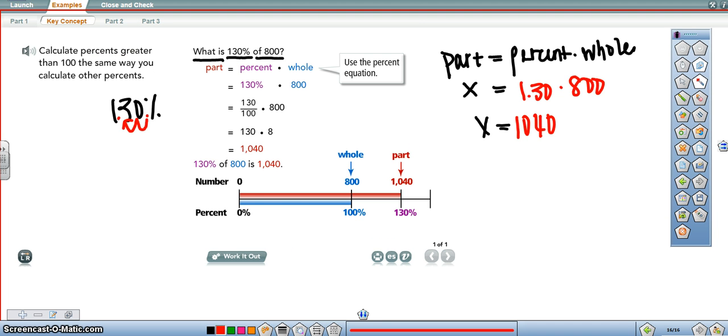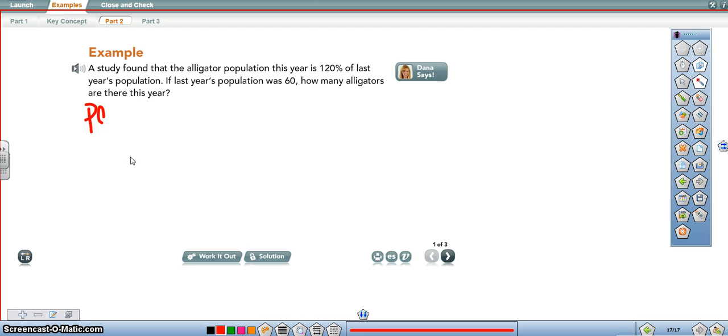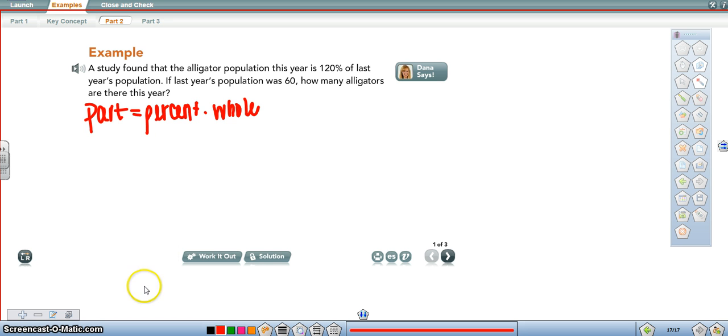All right, we're going to use that percent equation. So we'll write part equals percent times whole. Writing this down is a good place to always begin whenever you have a percent question. Now I gave you two keywords earlier that help you identify the part and the whole: is and of.